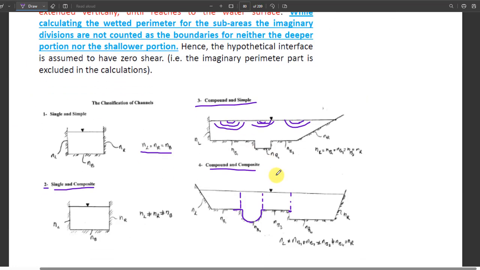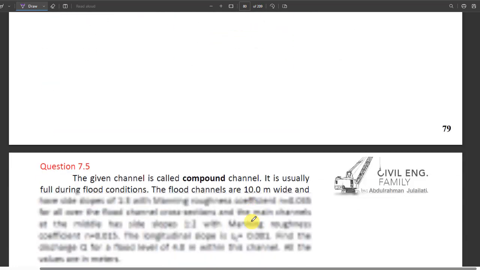What does it mean, vertical interface excluded? It means if here this one, the dashed line, which we divided, we don't take it into the perimeter calculation, and we don't take the length of it into the calculation. It's just a border. We don't take it in the perimeter at all. Okay, keep that in mind. We take only the wetted perimeter of the channel. Okay, that's the important thing.